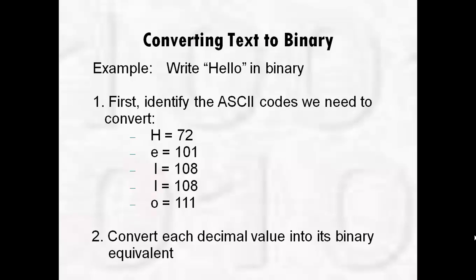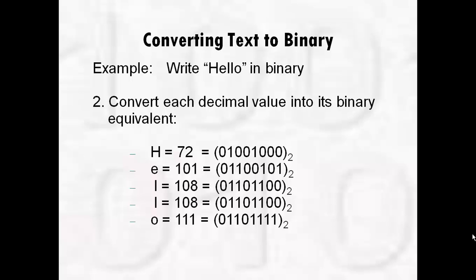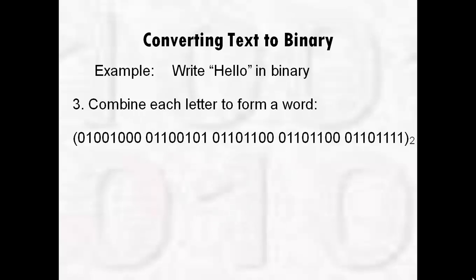Once we have the decimal values, we can convert that into its binary equivalent using the lessons that we talked about in the previous couple of days. So if we do that, we end up with these values. Then all you have to do is write each letter one after the other to form the entire word. So this says H-E-L-L-O. So in binary, I have just said hello to you.